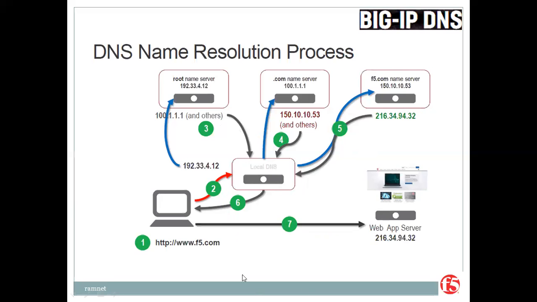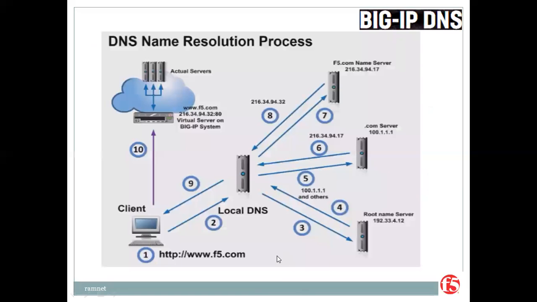The next one is another slide saying the same thing. The client types fi.com and it goes to the local DNS. The local DNS talks to the root DNS, which gives the IP of the .com server. The .com server comes back with the FI name server. The FI name server comes back with the IP address of the query. Then the client talks directly to the FI server.